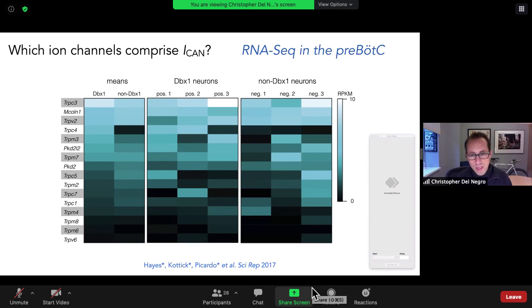Saw and Dr. Roddy Smith, as well as a team of graduate students and undergraduate students. And we did RNA sequencing in the preBötzinger complex and constructed the transcriptome of both DBX1 neurons and non-DBX1 neurons. I'm just showing you a heat map of 16 of the 27 TRP channels that were expressed. We thought it would be most likely that the CAN current results from a transient receptor potential ion channel, a TRP channel. And only 16 of the 27 were expressed in our samples.